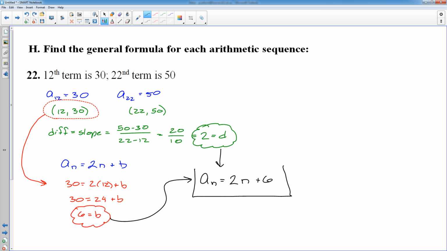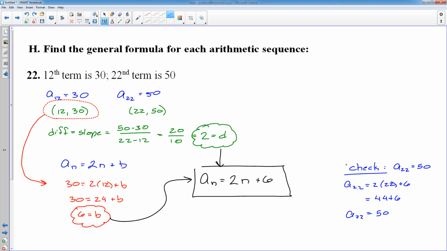And there's your answer. Just like the last one, I will check that because it's very easy to check these just to make sure you're right. I will check it with my 22nd term being 50. I know that a sub 22 is equal to 50. So when I plug in 22 to this formula, that would be 2 times 22 plus 6. 2 times 22 is 44 plus 6, and I do get 50. That makes me happy because that's what I should have gotten, and so I'll keep my answer. I think that was it. I think we just had 2 of those. Yep.